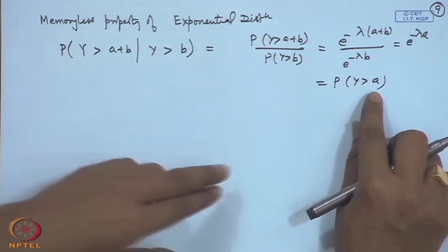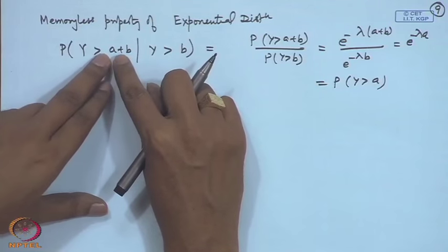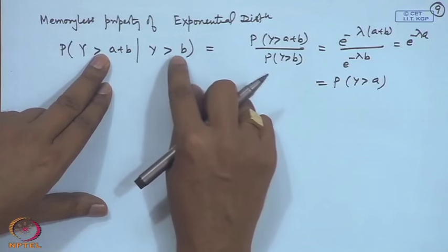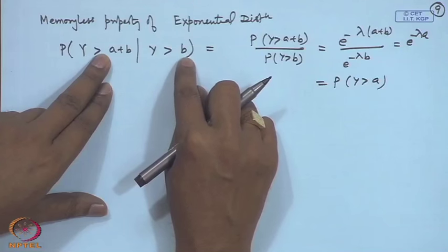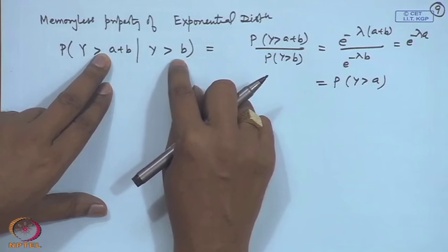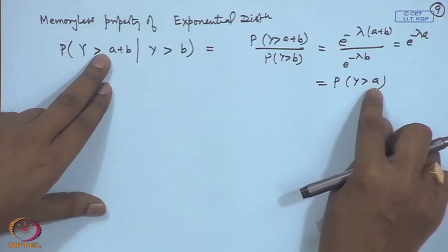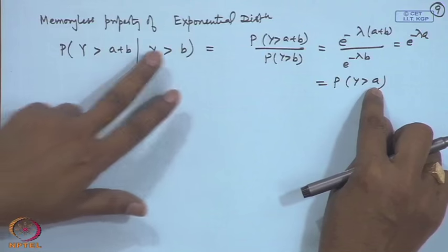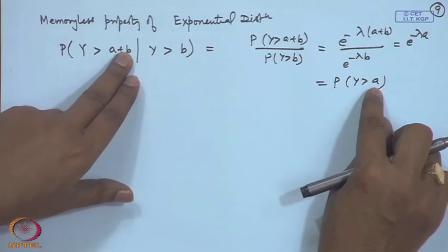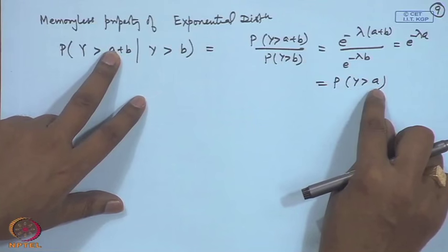So, this means the probability of the waiting time being more than a plus b, given that time b has already elapsed with no occurrence, is the same as waiting for time more than a. That means, irrespective of the starting point, the probability remains the same.